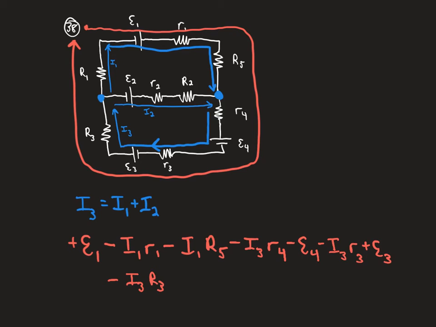Am I back where I started yet? Nope. I keep going. I hit the junction. I keep going straight up. I'm going up through R1. What direction is my current going through R1? Also going up. So same direction, so that's got to be negative. So minus I1 R1.